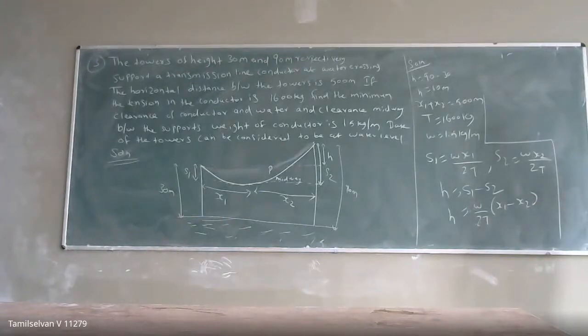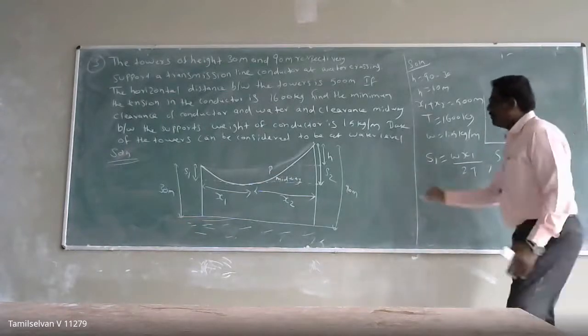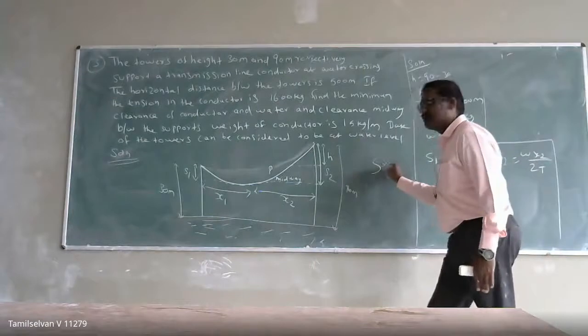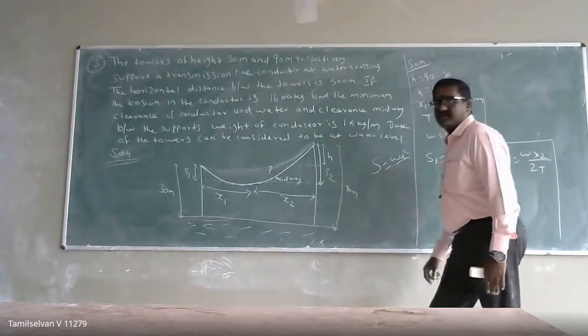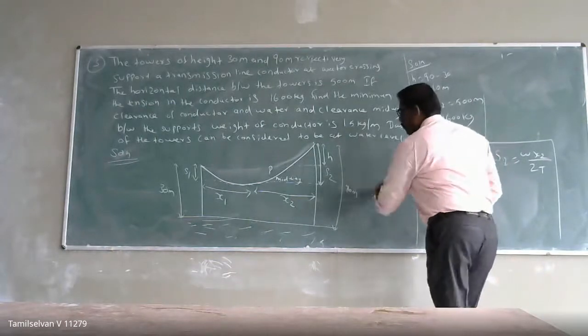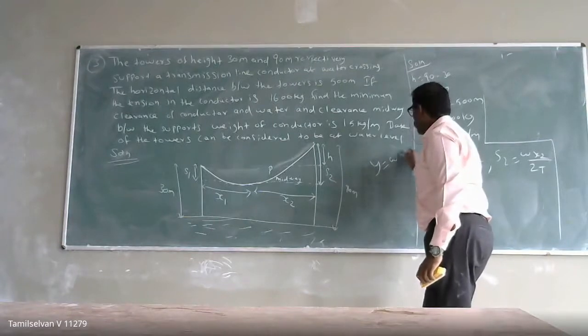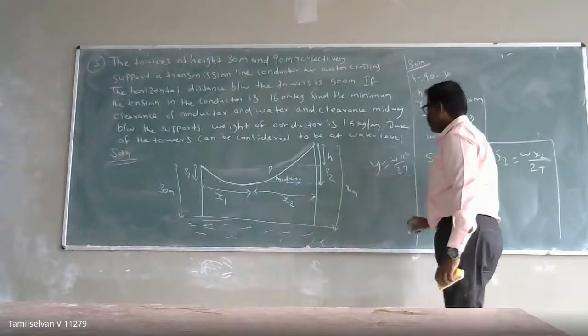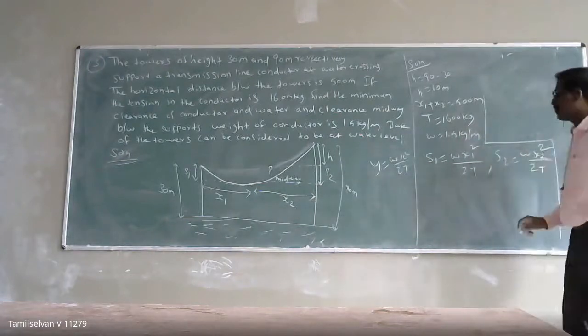Whether this is correct? Actually, I made it wrong. What is your sag? W into L square by 8. We have written for Y in our derivation: Y is equal to W into X square by 2T. You have to take the square term.